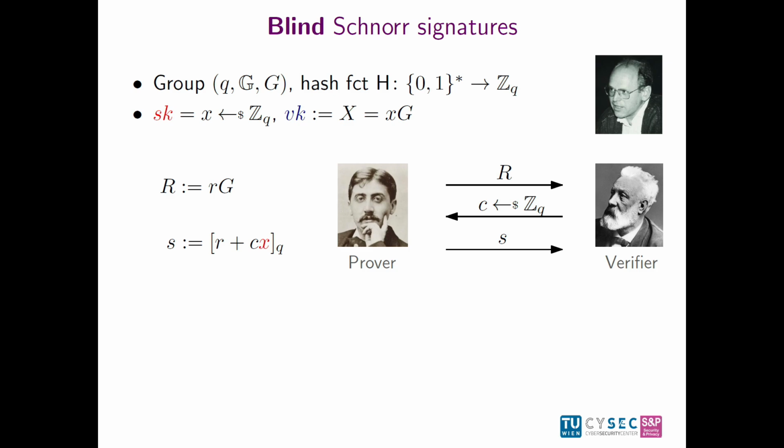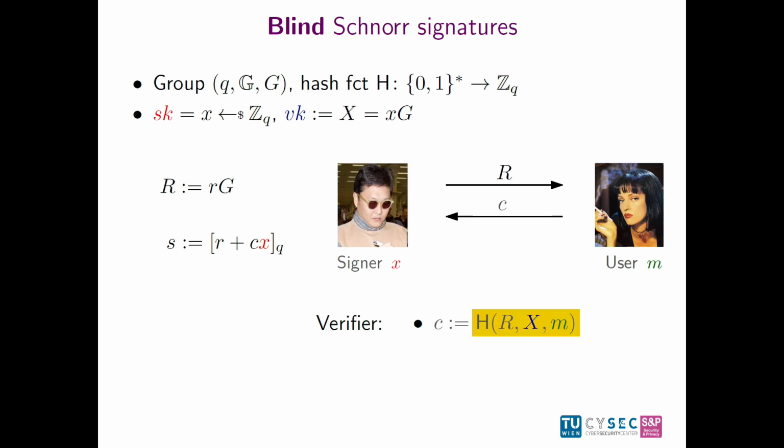So let's go back to this identification scheme and see what we can do. And the first idea would be, well, what if the user just computes this value c, hashes the message that the signer shouldn't see, and the signer replies as before. Okay, so while the signer doesn't see the message, still this is not a blind signature scheme because the signer knows the signature, and that should also be hidden.